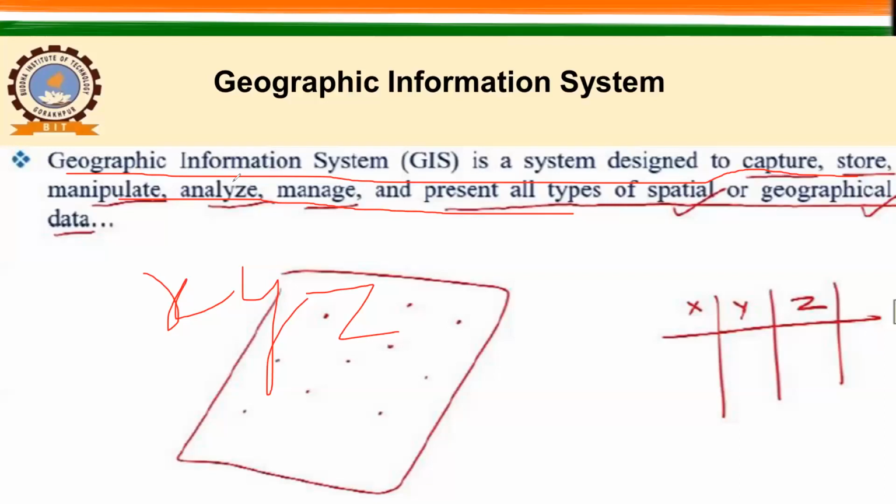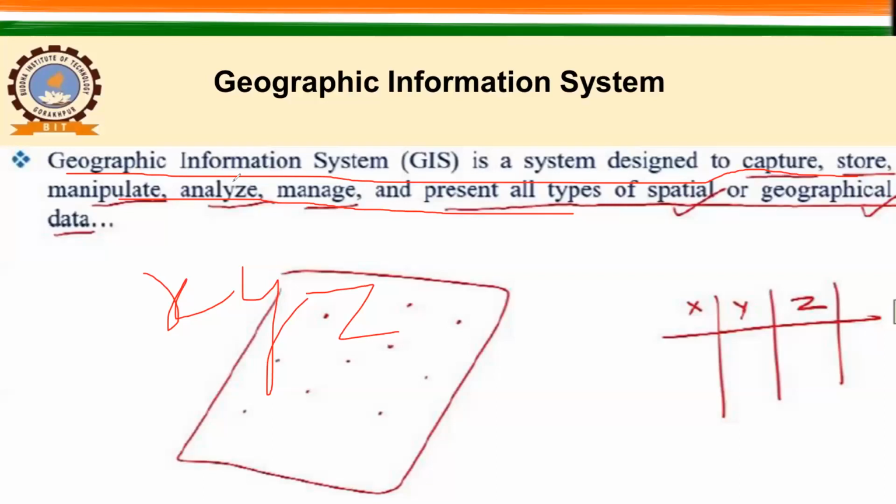Here I have mentioned spatial data and geographical data. This was in terms of the field investigation results. Now think of using remote sensing data. In remote sensing data, as we know, we have a location value attached to each of the pixels. So here in GIS, we are capturing, storing, manipulating, analyzing, managing and presenting. So we are doing everything from scratch. The whole process comes under GIS, right?